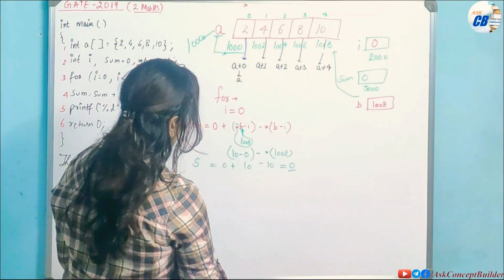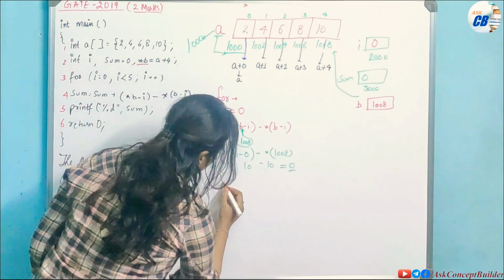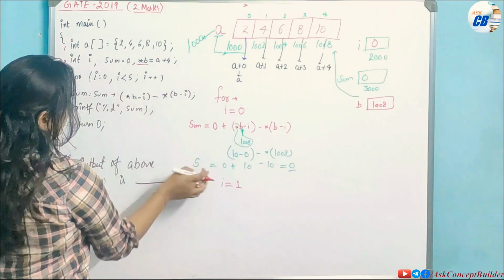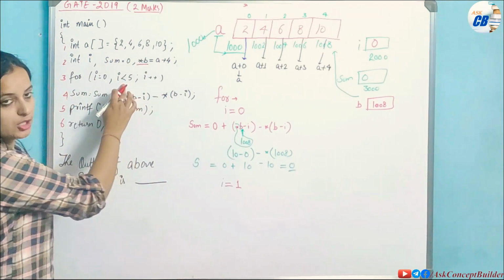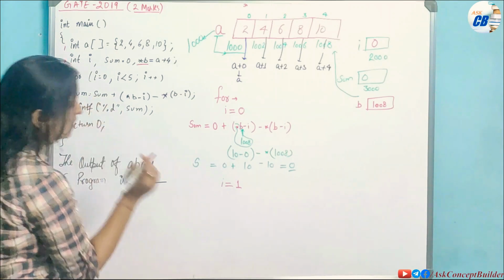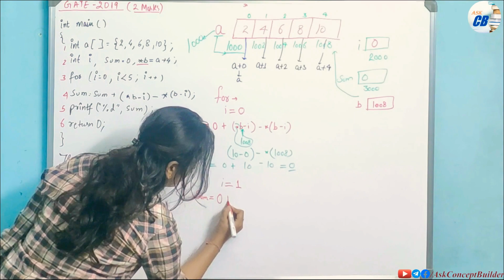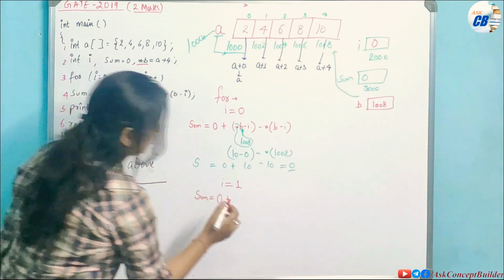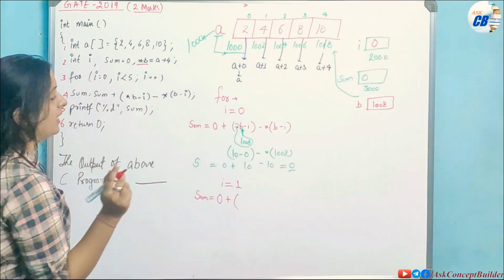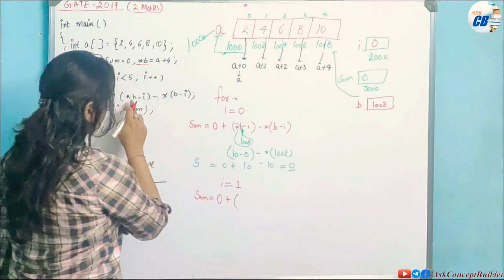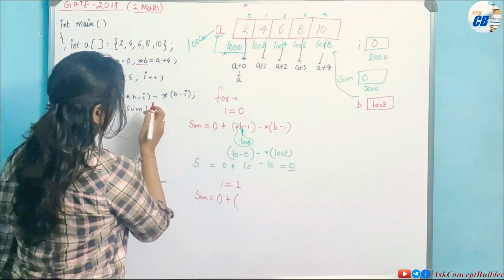Now we will solve for I equals 1. Now see, when I equals 1, 1 is less than 5, the condition is true. Again we will solve this sum equals sum plus. Now again the sum value is 0 only, sum plus, again you have to solve this star of b minus I. Now see, b is again 1008 only.